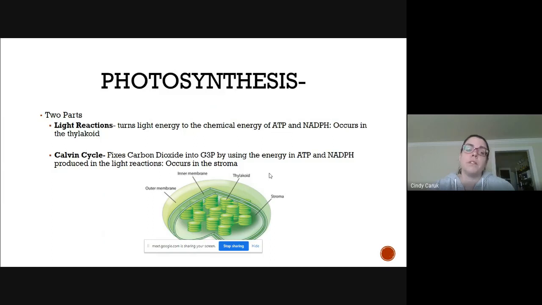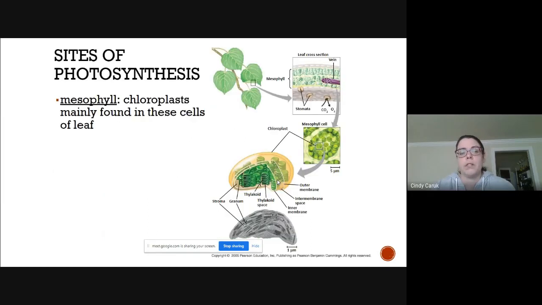And then the Calvin cycle fixes carbon dioxide into G3P using the energy of ATP and NADPH that were produced in light reactions. That's the stroma. That's all of this out here. Right? And you see that double membrane in this picture as well. So our sites of photosynthesis, those are going to be your mesophyll cells, mainly found in leaf cells, but any green part of a plant can do photosynthesis.